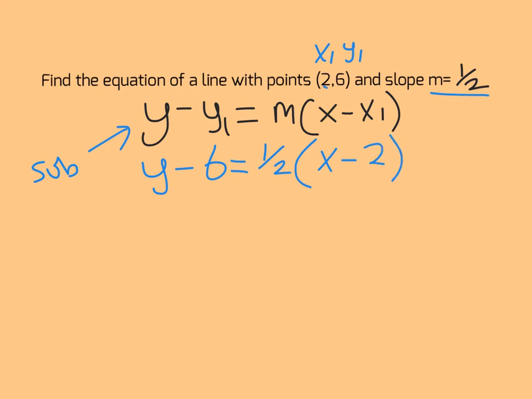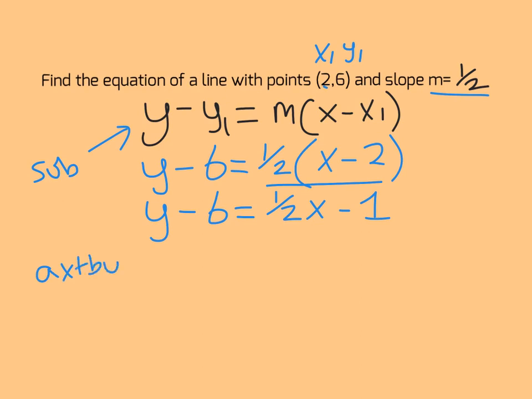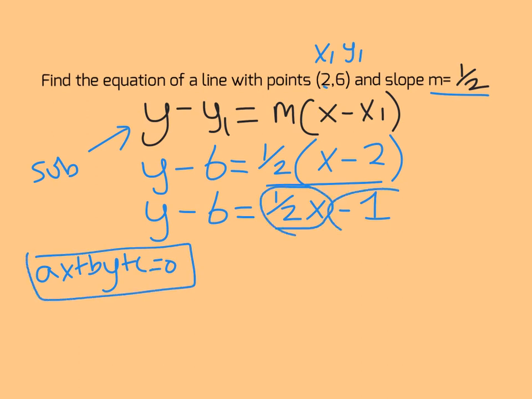Simplify that, so I can multiply in this half. I get y minus 6 equals a half x. Half by minus 2 will give me minus 1. Then I'm going to write it in the form of ax plus by plus c equals 0. So if I'm going to do that, I'm going to have to move these two across. They're going to have to go over the other side. So I get minus a half x plus y minus 6, and I get plus 1 here, is equal to 0.